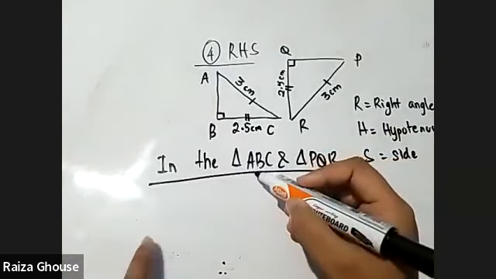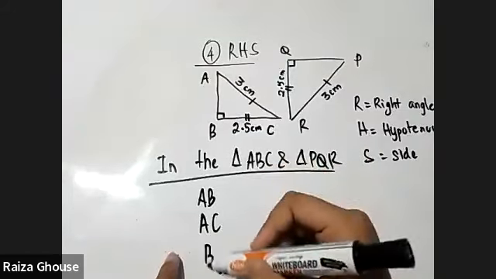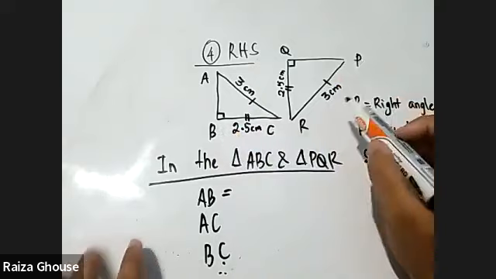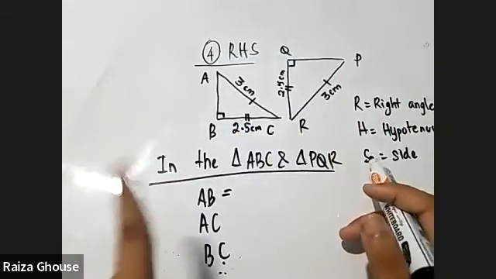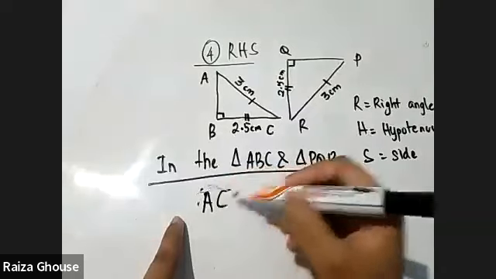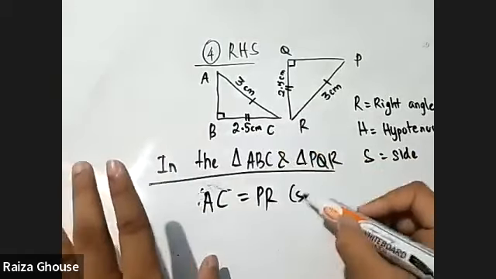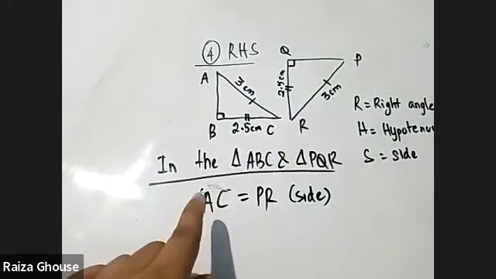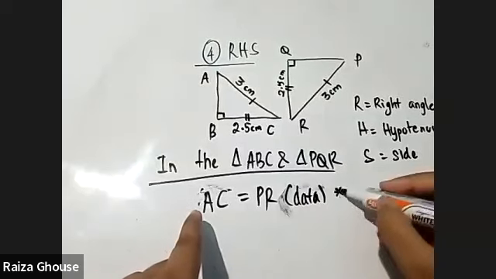Now look at the board. If I consider triangle ABC, I have three sides AB, AC, and BC. AB is not given to be equal to any side. So this is not SSS. This is RHS. Then I can't write like this. I have to consider AC is equal to PR. What is that? It is not a side, children. If somebody writes it is a side, it's wrong. It is the hypotenuse. So you can write that as data. And just keep in your mind, it is not a side.